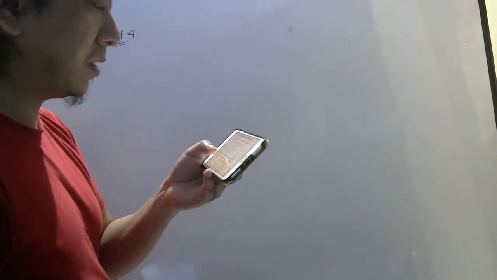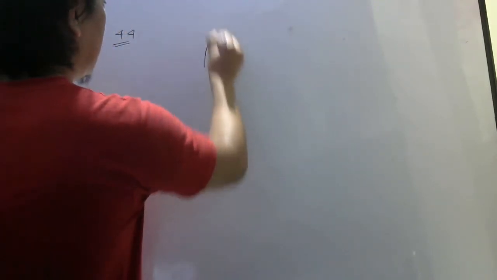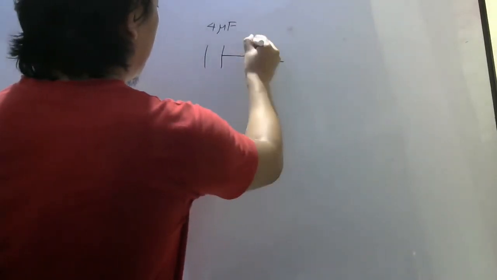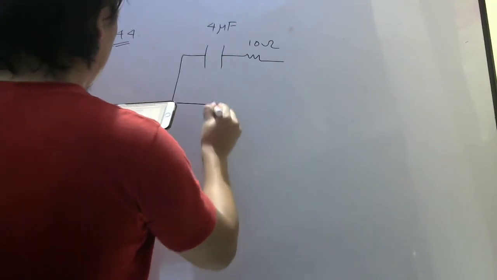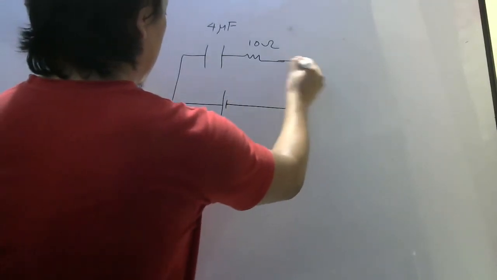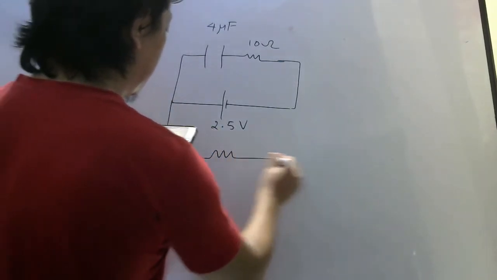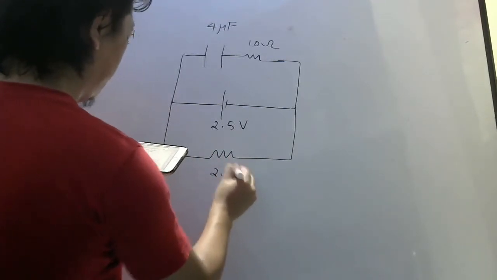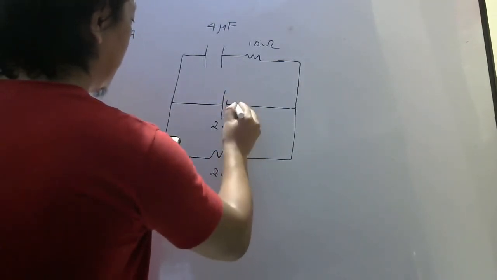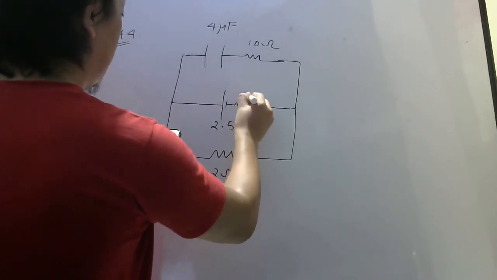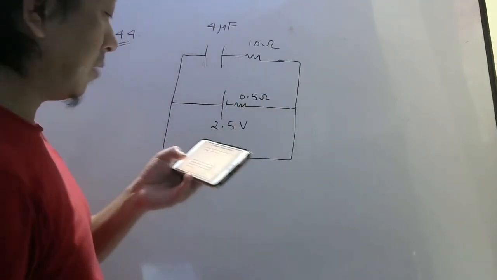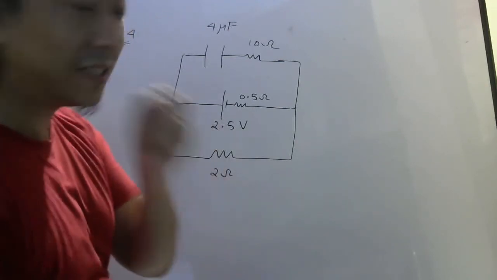So see the question. A capacitor of 4 microfarad is connected as shown in the circuit. So there is a capacitor, 4 microfarad, connected as shown in the circuit. So here 10 ohm. Here there is a battery 2.5 volt, and here there is another resistance 2 ohm. Internal resistance is also mentioned, 0.5 ohm. They want the energy stored in the capacitor in steady state.